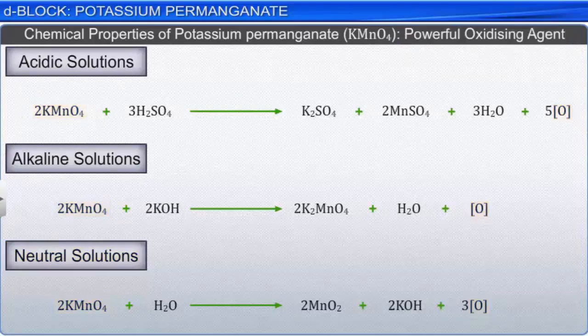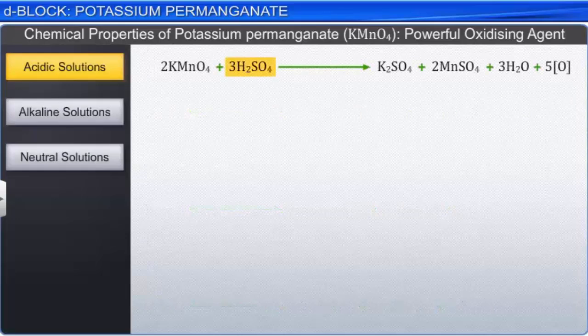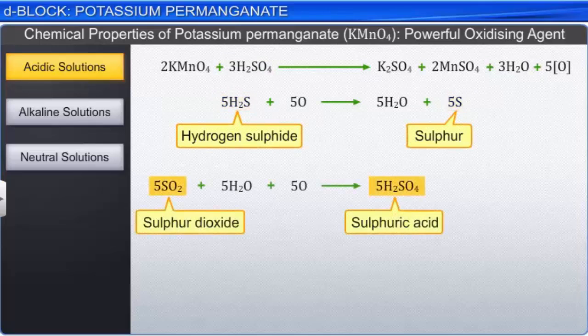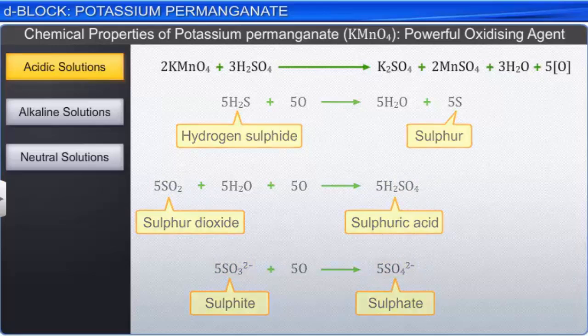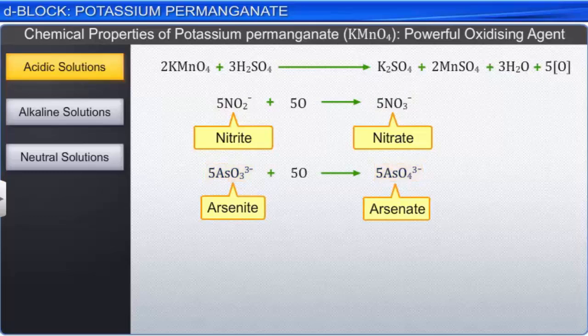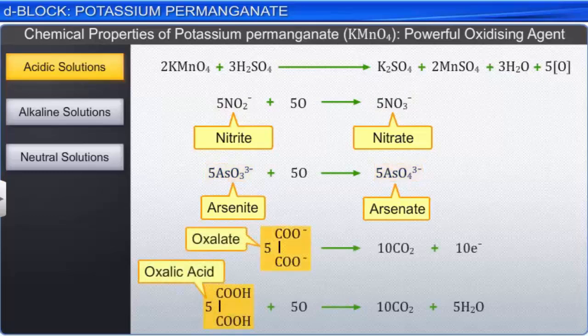In an acidic medium, it oxidizes sulfides or hydrogen sulfide to sulfur, sulfur dioxide to sulfuric acid, sulfides to sulfates, nitrides to nitrates, arsenides to arsenates, oxalates or oxalic acid to carbon dioxide, ferrous salts to ferric salts, iodides to iodine, hydrogen peroxide to water and oxygen.